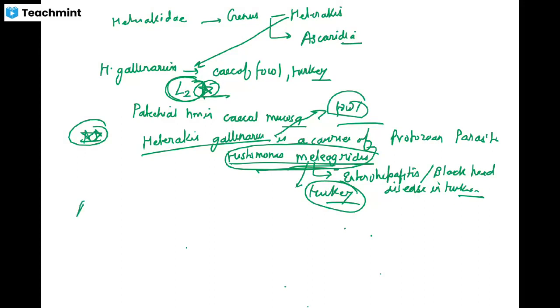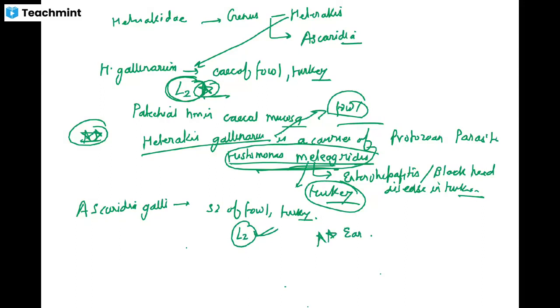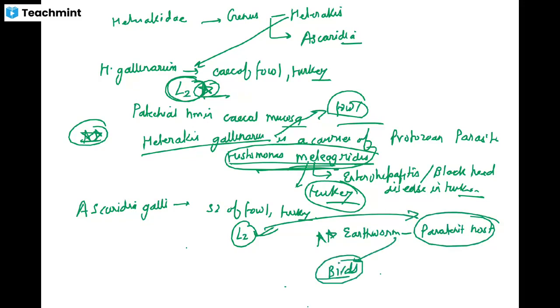The second one is Ascaridia galli. It is present in the small intestine of fowl and turkey. Here also L2 is the infective stage. And here there is one thing you have to remember: the earthworm is the paratenic host. L2 is present inside the earthworm, and the birds eat the earthworm and the birds are infected.